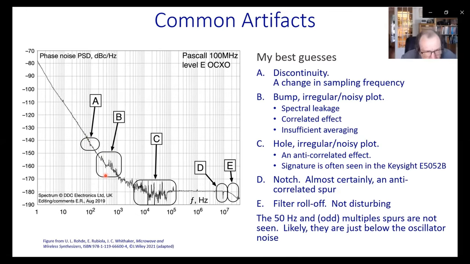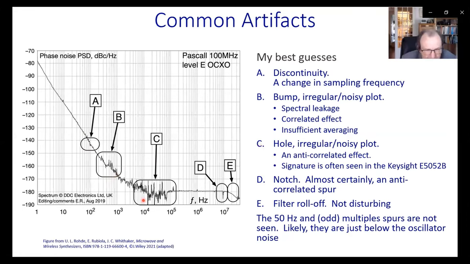This could be a spectral leakage from harmonics of 50 Hertz, like these peaks spreading around because of the finite bandwidth associated to the spectral analysis. But this is a guess. Otherwise, it could be a correlated effect or less likely an insufficient averaging. I say less likely because the spread of value is rather small compared to the mean value.